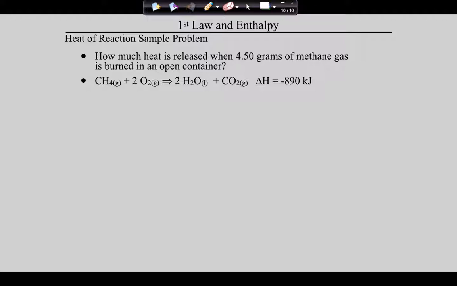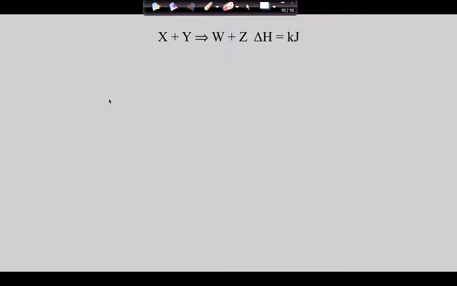Where do these numbers come from? So guys, let me help you organize your thoughts. So this is a generic form. Again, don't write this down. This is a generic form of a thermochemical equation. We've got X and Y becoming W and Z, and there's an energy change associated with that that we represent by some delta H in kilojoules.